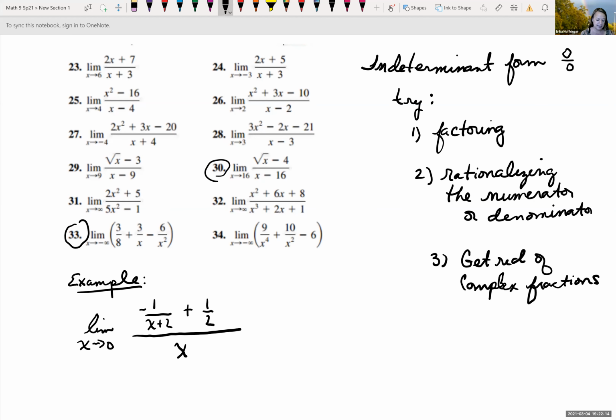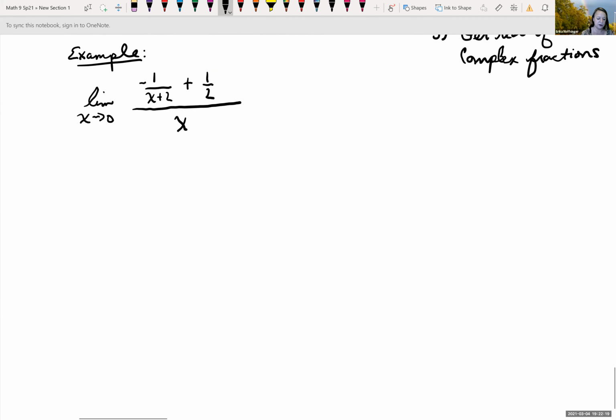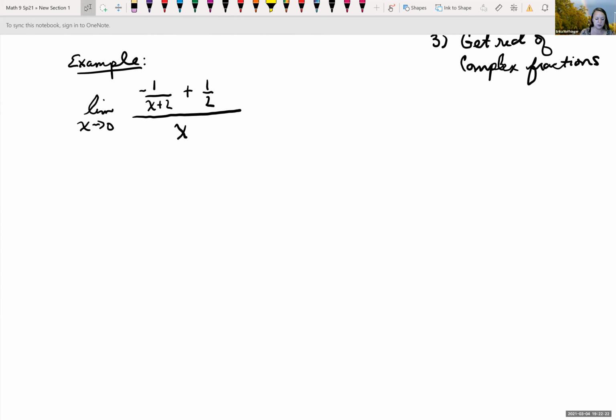And so looking at this first example, let's do the limit as x is approaching 0 of (-1 over x plus 2, plus 1/2), and those two fractions are all over x. If we go in here, and that's really what you want to do first, because there might be some that you can just do direct substitution on and it might fall out. And I guess that's what we do at the end anyway. So here we would have -1 all over 0 plus 2, plus 1/2, all over 0.